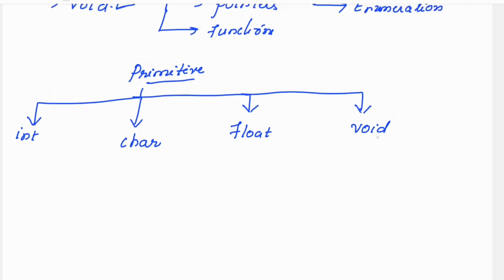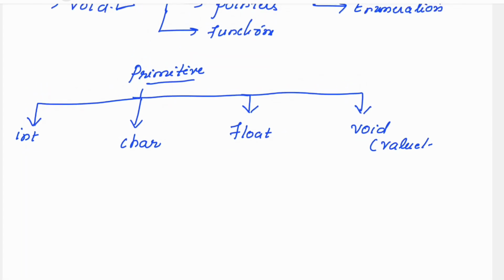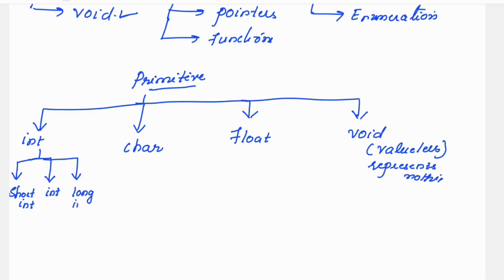Void is nothing but it represents nothing, or valueless, also you can say. So when we are using the keyword void in future programs, that time you can understand what it represents. Int is short int and long int. Similarly here we'll see for char, float and void. Presently now we have to see how many bytes of data it occupies.